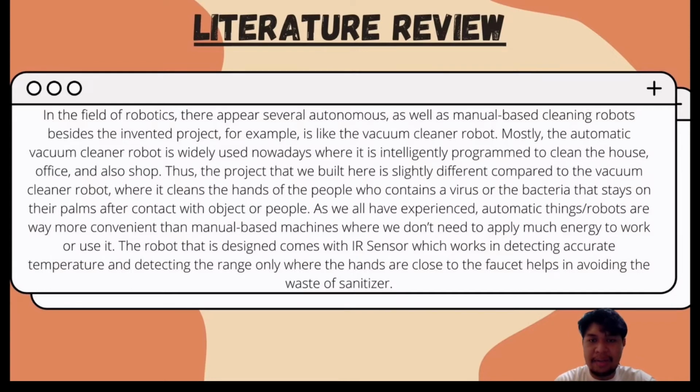As we all have experienced, automatic things and robots are way more convenient than manual-based machines, where we don't need to apply much energy to work or use them. The robot that is designed comes with an IR sensor, which works in detecting accurate temperature and detecting the range only where the hands are close to the faucet, helping in avoiding the waste of sanitizer.